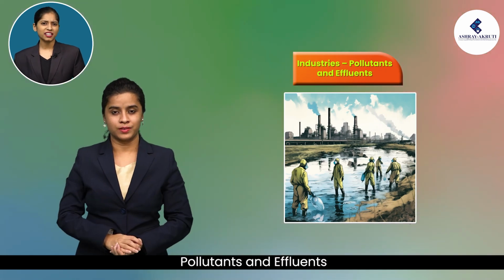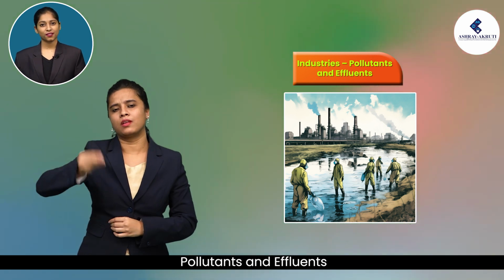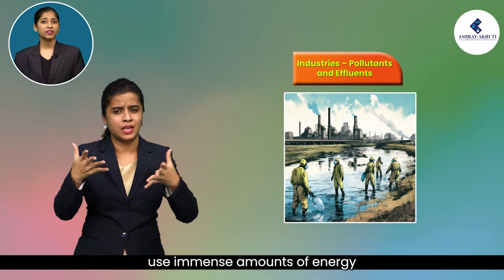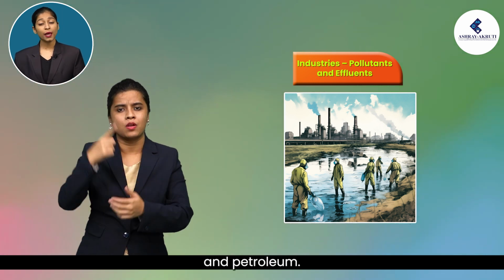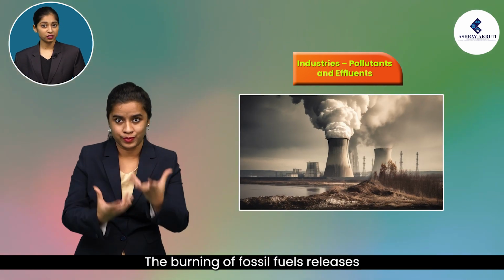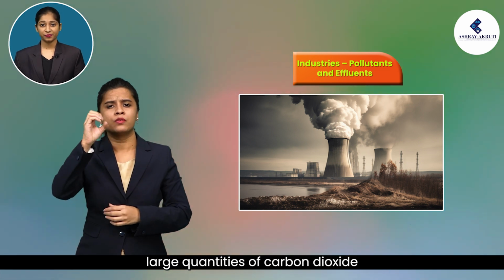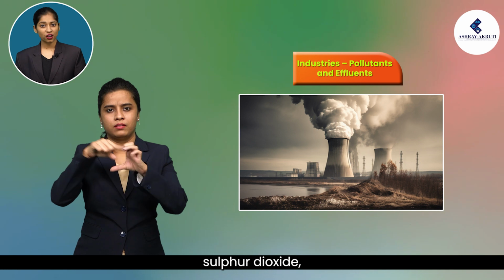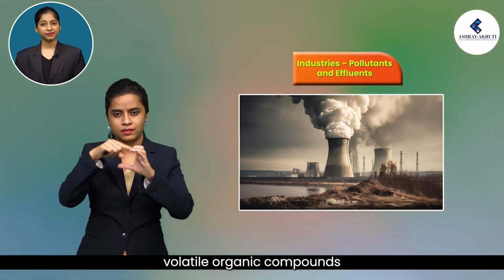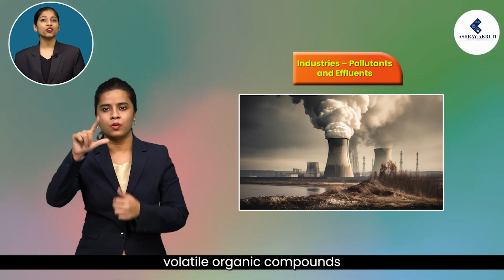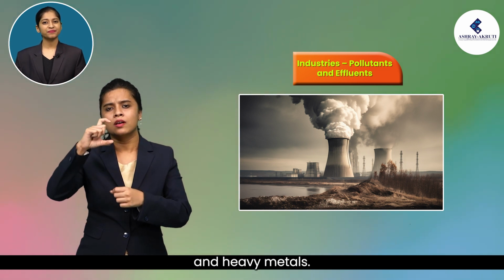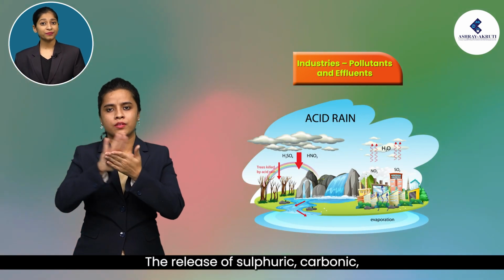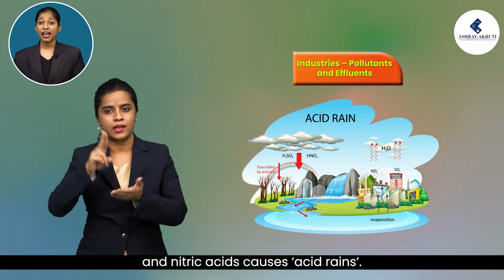Industries, pollutants, and effluents. Modern industries and transport systems use immense amounts of energy, which is derived basically from coal and petroleum. The burning of fossil fuels releases large quantities of carbon dioxide and other chemical gases like nitrogen oxides, sulfur dioxide, volatile organic compounds, and heavy metals. The release of sulfuric, carbonic, and nitric acids causes acid rains.